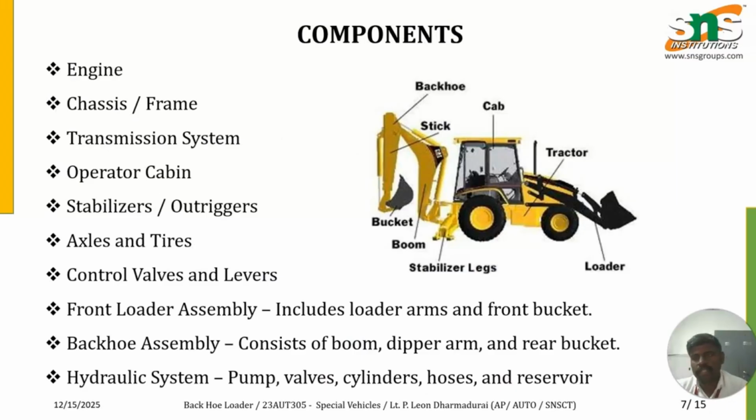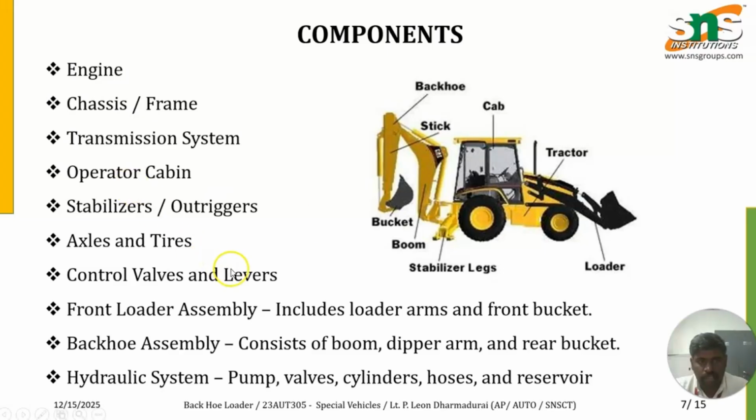These are the components present in this vehicle: engine, chassis frame, transmission system, operator cabin with ROPS, and stabilizer outriggers. The stabilizer is a special part which is present only in this vehicle. It is provided on both sides of the vehicle in order to give more stability to the vehicle, and it can also be used on various platforms, like slippery roads.